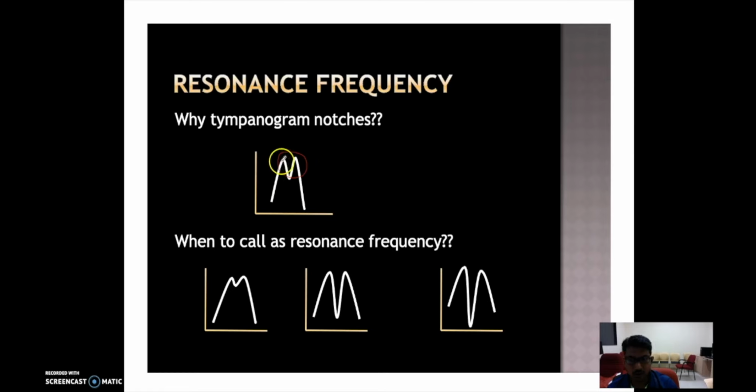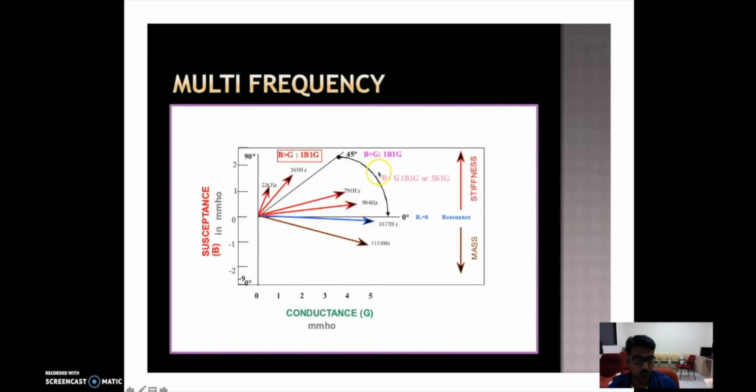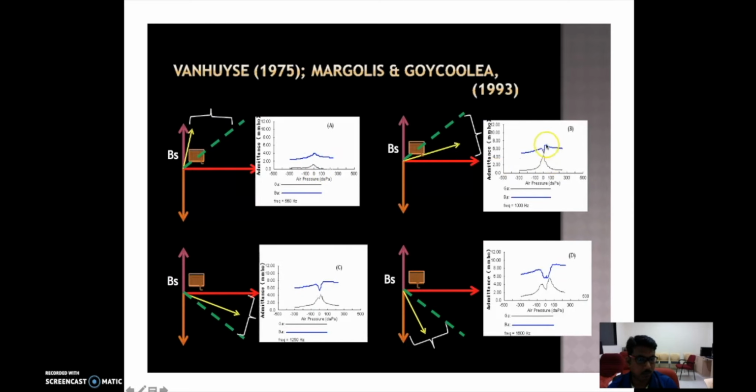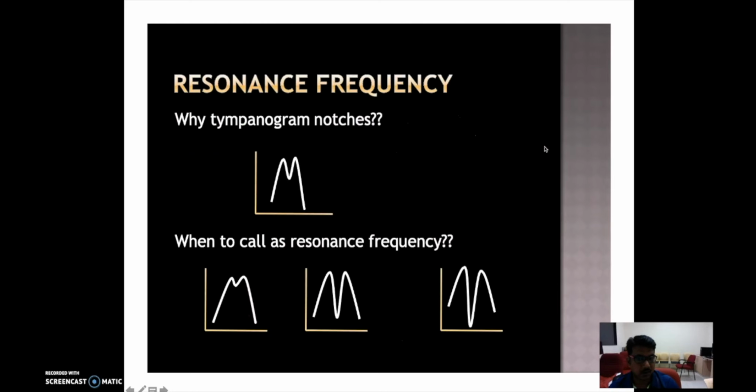So you are seeing a B graph which is getting notched. You know when a B graph notches? The B graph notches somewhere here, right? In a normal middle ear it happens around 1000 hertz. That means the contribution by the B component at that particular static pressure is less.